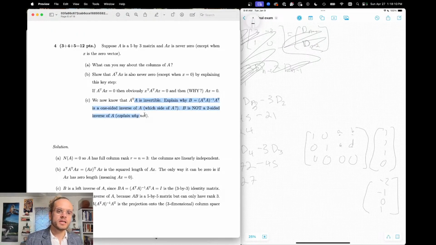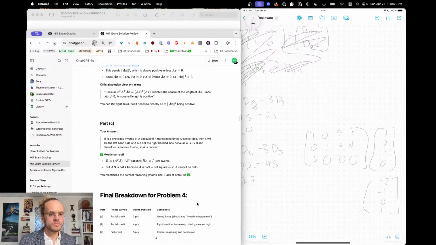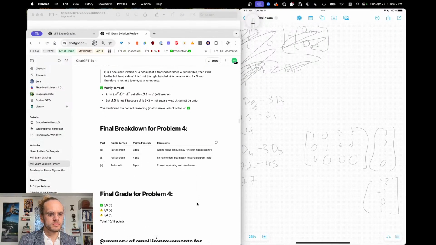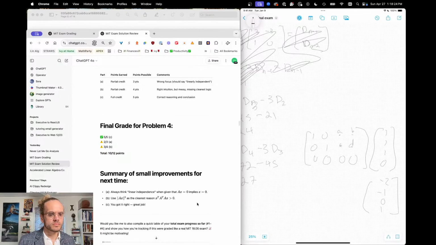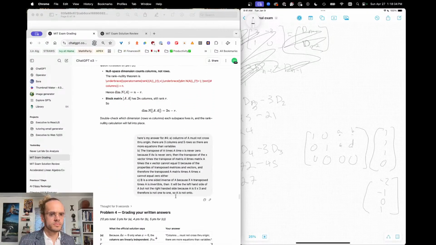ATA's B is this, a one-sided inverse. It's a left inverse. Yeah, magnitude of AX squared is the clearest reason. So I did well on that. What did they grade me off on this one for?